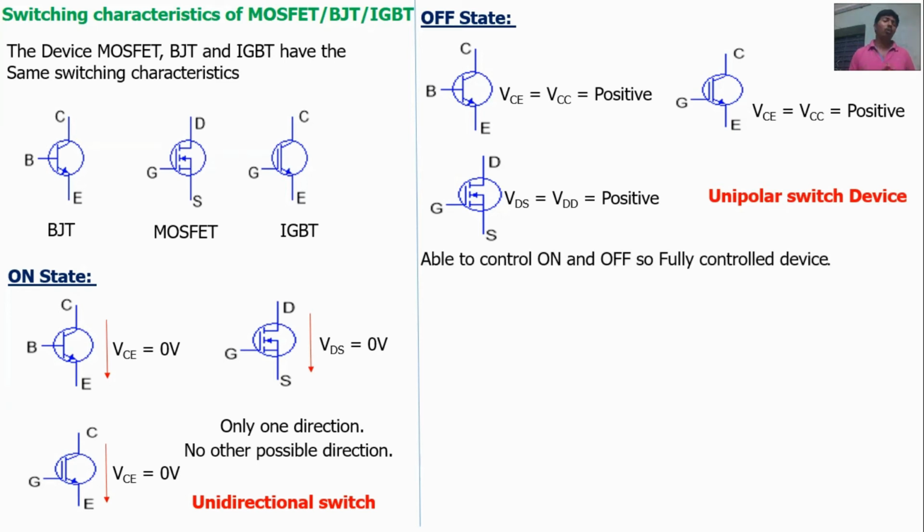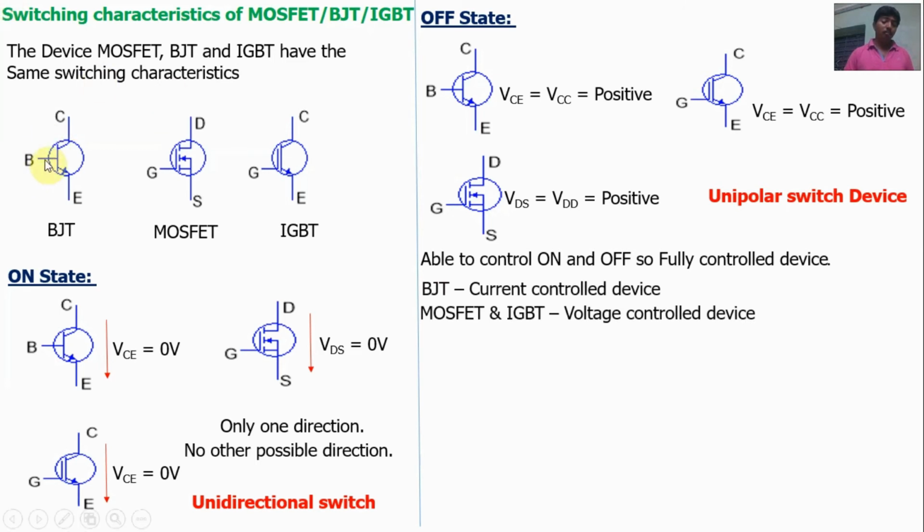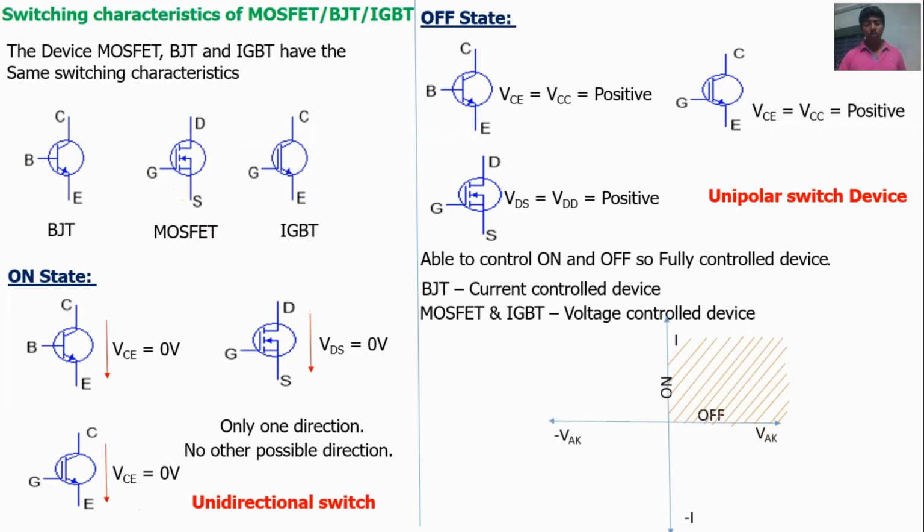The device is a fully controlled device because we are able to control the on state as well as the off period. The BJT is a current controlled device because the collector current is controlled by the base current. MOSFET and IGBT are voltage controlled devices because the drain current or collector current is controlled by the gate voltage. The characteristics lie in the first quadrant only, because the voltage across the device during off time is always positive. A negative voltage across the device is not possible. Current always flows in one direction, collector to emitter, not in reverse. So the characteristic region is the first quadrant.